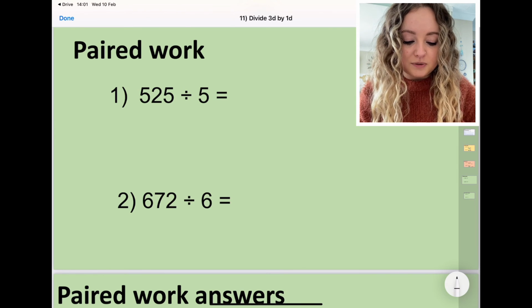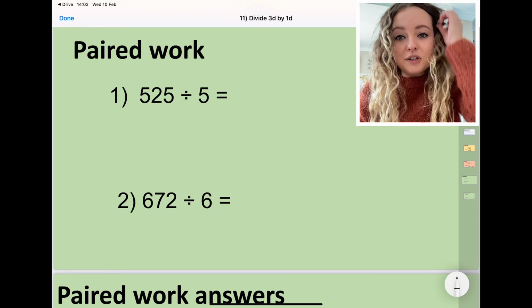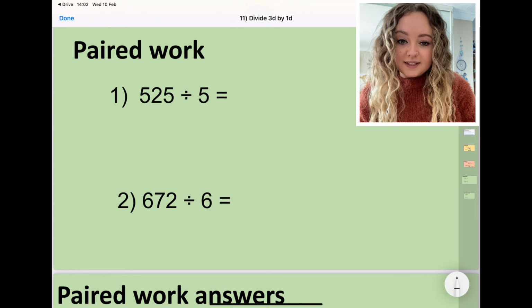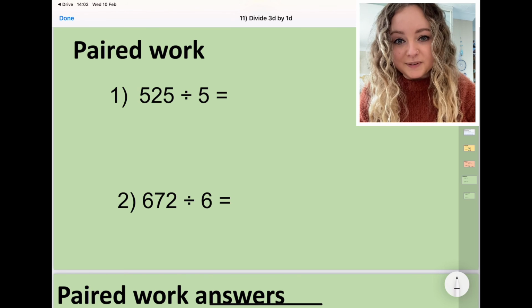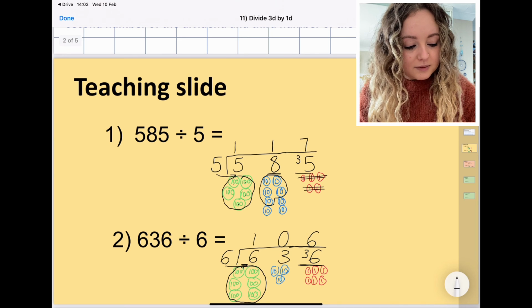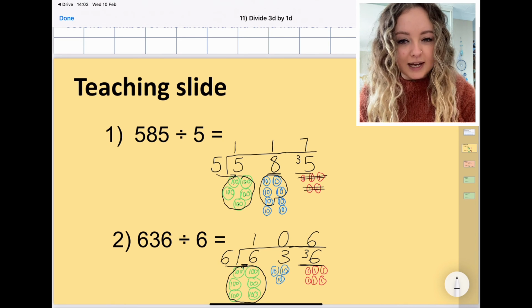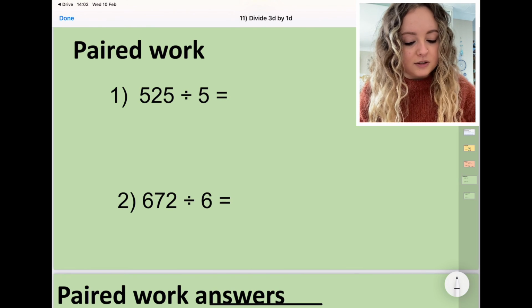Okay, so you have got your paired work to move on to now. Okay, so the first question, you're doing 525 divided by 5, okay? Please make sure you are using your bus stop method to work this out, okay? And the second one, 672 divided by 6. So again, use your bus stop, and if you need to, go back to these ones to check how you can do different things, okay? How to regroup and how to work out these last two.